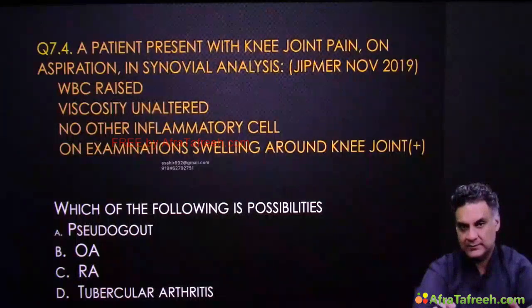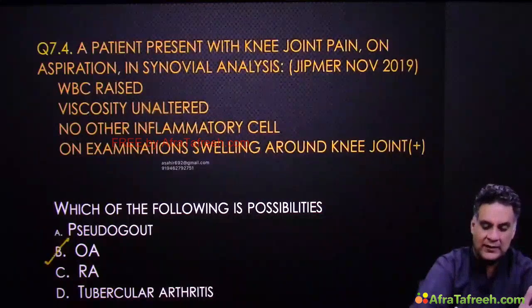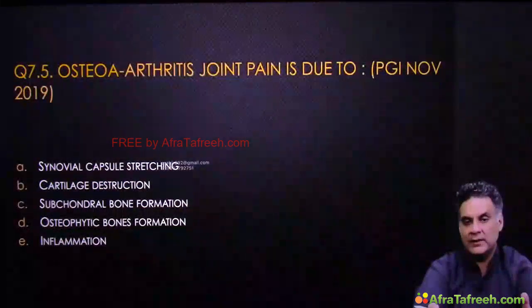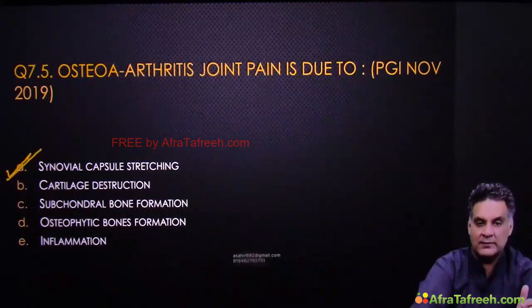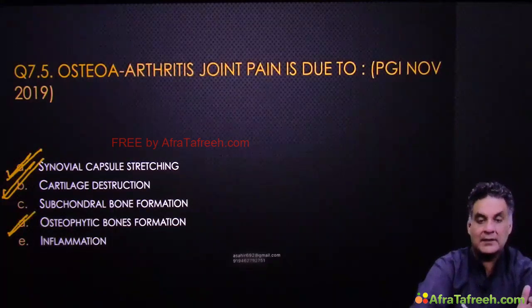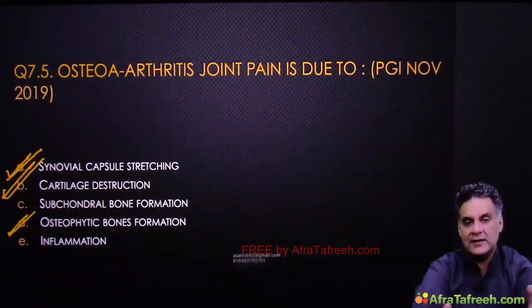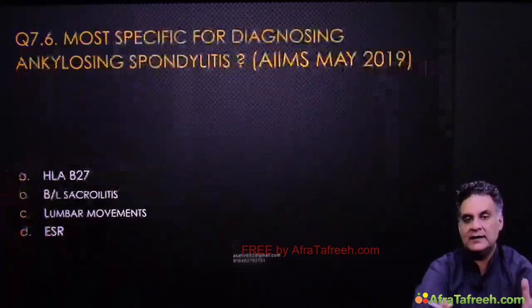Most of the diseases which have inflammation will reduce the viscosity, except osteoarthritis, which is absolutely non-inflammatory and maintains the viscosity. Osteoarthritis, joint pain, because of the stretching of the synovial capsule, cartilage destruction. There will be osteophyte bone formation. Inflammation can occur in the late stages, but it's classically a non-inflammatory disease. And subchondral bone formation is also a rare answer. So A, B, and D are the answers.